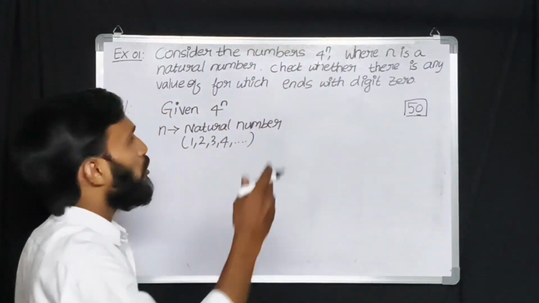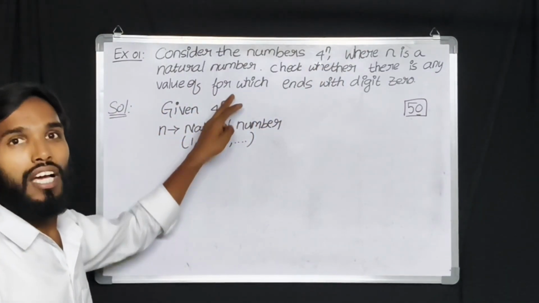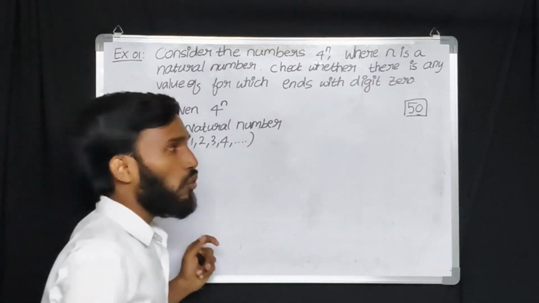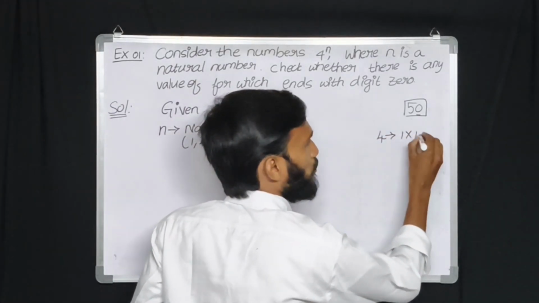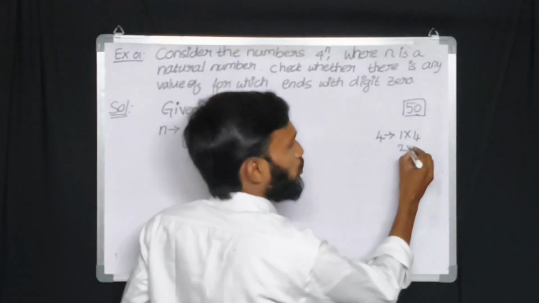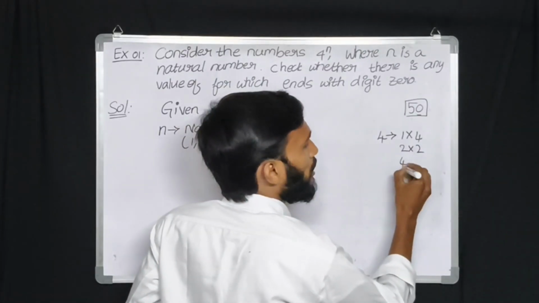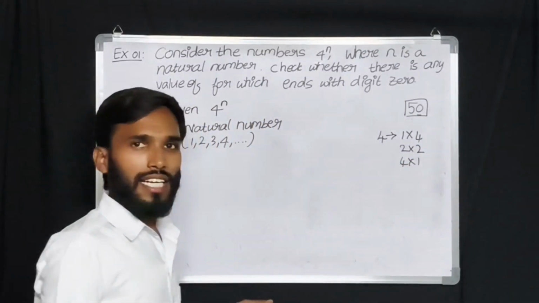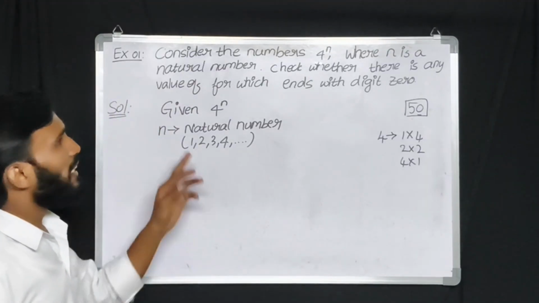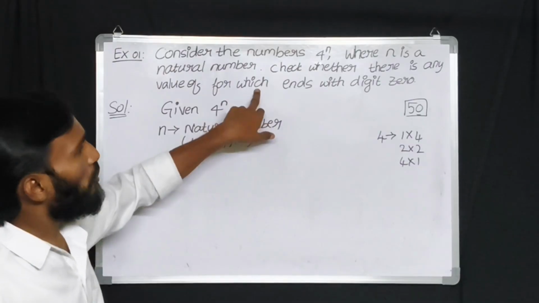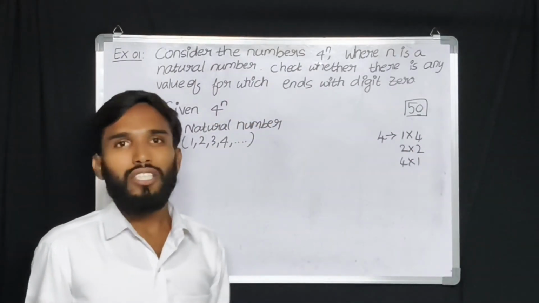Is there any value for this 4n which ends with 0? That means no. Why? Because what are the factors of 4? We know that 1 4s are 4 and 2 2s are 4. Here 4 1s are 4. These are the factors of 4. Now here what they are asking, is there any value for which it ends with the digit 0?